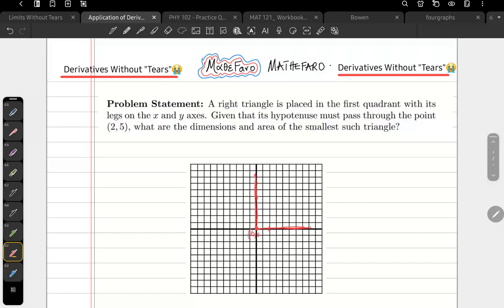So we have 0, 0 here. We don't know where this extends to, but let's just say we have a, 0, where x is a and y is 0. And at this point, let's say we have 0, b. So the constraint is that the hypotenuse that I'm going to draw now must pass through the point 2, 5. So this is 2, then this is 1, 2, 3, 4, 5. This is 5. So that means I have the point here. So my hypotenuse must be something of this nature.